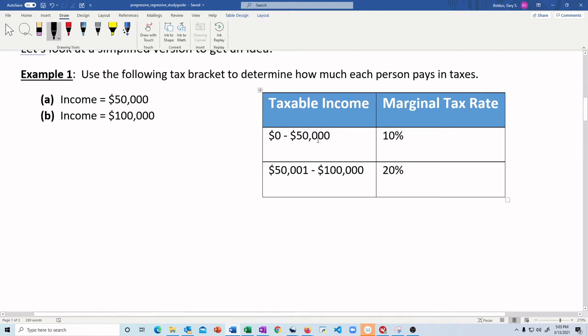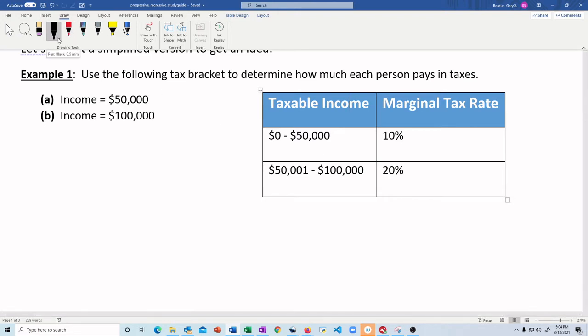Your first $50,000 gets hit by 10%. It doesn't matter how much you actually make. If you make $1 million, your first $50,000 is 10%. If you only make $50,000, 10%. If you make $100,000, your first $50,000 gets hit by 10%. So everybody's first $50,000 or less of income gets taxed at 10%. It's just that if you make more, it overflows that box into the next one, and then that extra money gets taxed higher. So let's try these two so you can see it in action.